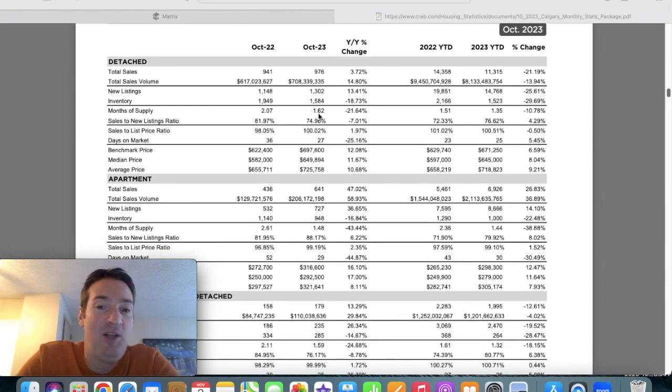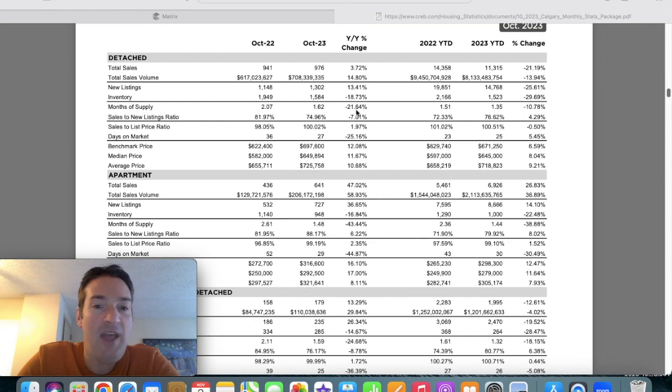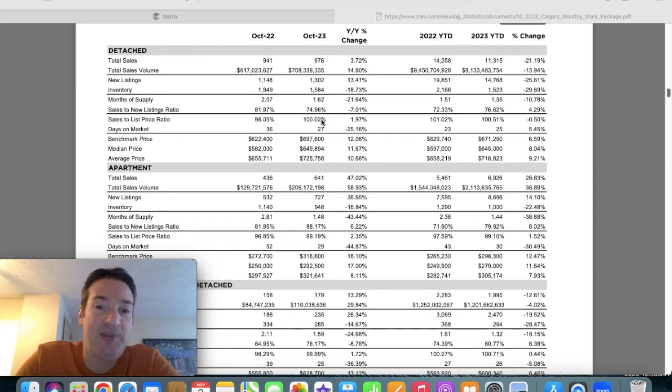Months of supply is still 1.62, very tight market. That number is down 21% over last year. And sales to list price ratio, 100%. So that means if you're a buyer, on average, you're offering full list price to get the property.